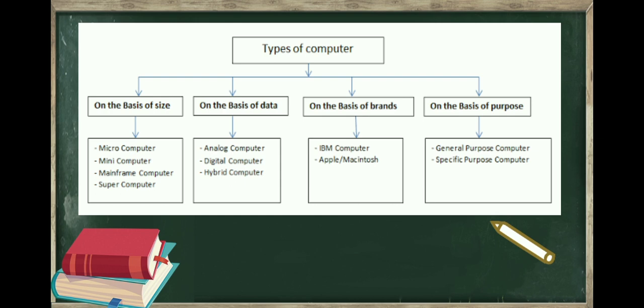Third, on the basis of brands, computers are divided into IBM, Apple, Macintosh and so on. Finally, on the basis of purpose, computers are classified into general purpose computer and specific purpose computer.